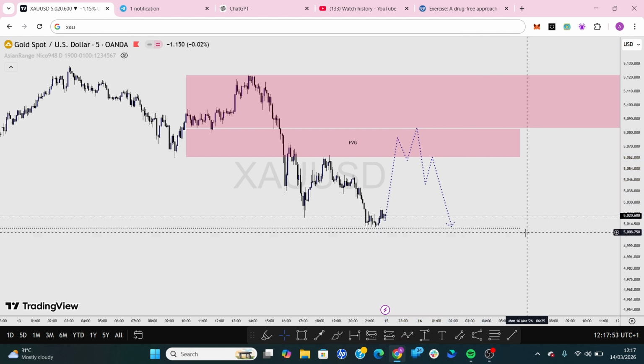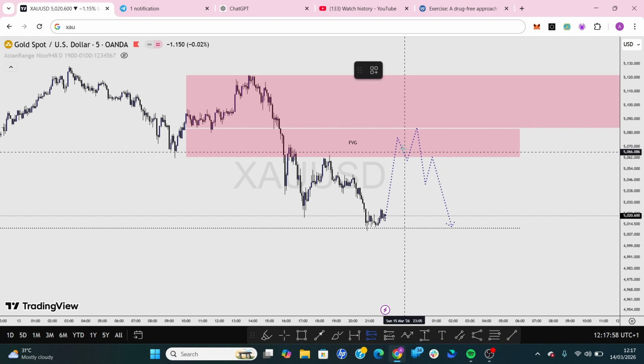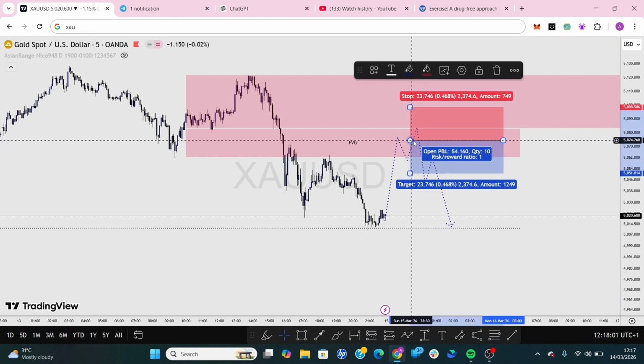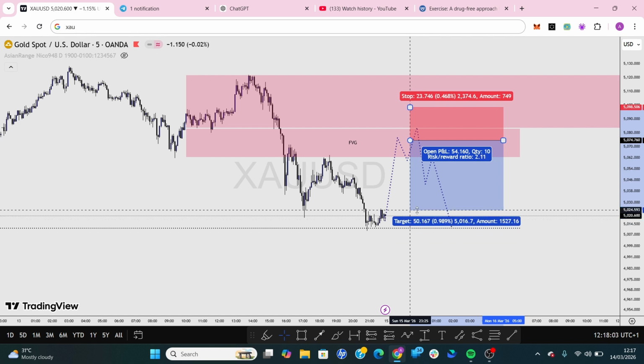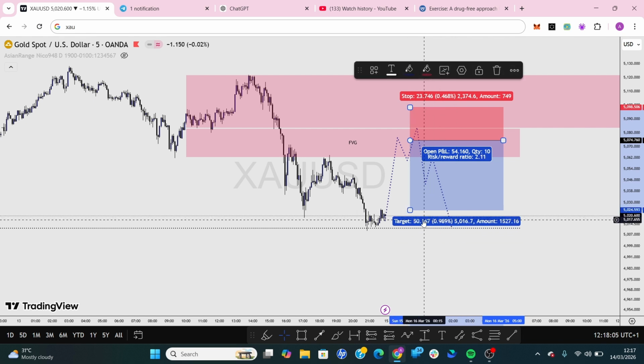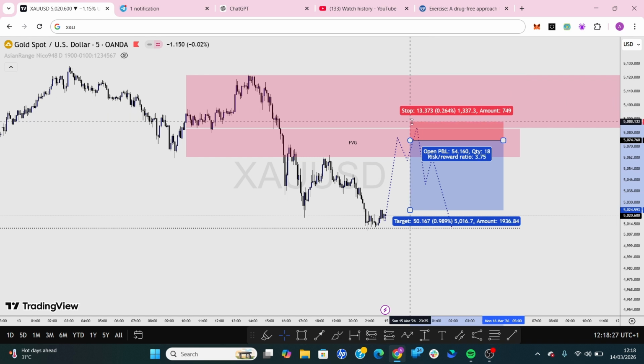Let me show you why it is important to use the 5 minute time frame for your entry. Let's say after the liquidity sweep you want to start selling from this level. This little move is already 50 pips, and this stop loss that we just showed you is already 23 for gold. If you multiply it by 10, that is already 230 pips. That is a whole lot. That is why you have to come down to the 5 minute time frame.